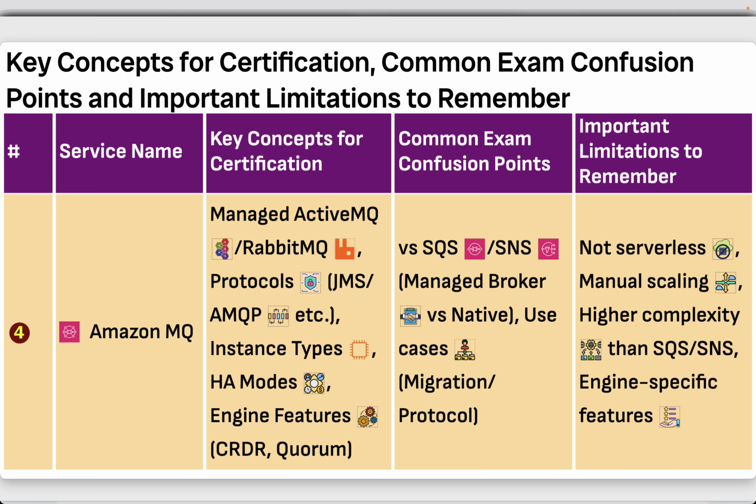Confusion points come from comparing it to SQS and SNS. This is a managed broker-based service which depends on the technologies I talked about, ActiveMQ and RabbitMQ, versus native. SQS and SNS give you native integration and they are native proprietary services. Understanding its use cases: this is for migration, or if there are any protocol dependencies which I talked about, like JMS, NMS, AMQP.